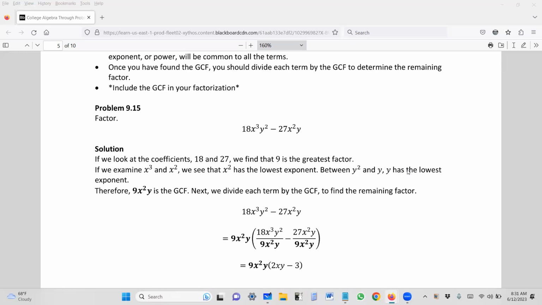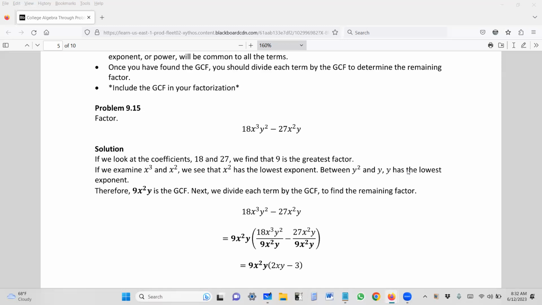And in this case, I have two types of variables. We have x and we have y. So I have to find the greatest common factor among the x's, and I have to find the greatest common factor among the y's. Now, for the variables, it's very easy because all that we do is we find the variable among the like variables. For example, among the x's, we find the variable with the smallest exponent. So between x cubed and x squared, the greatest common factor is x squared, the smallest exponent. Between y squared and y to the 1, the smallest exponent is y to the 1.